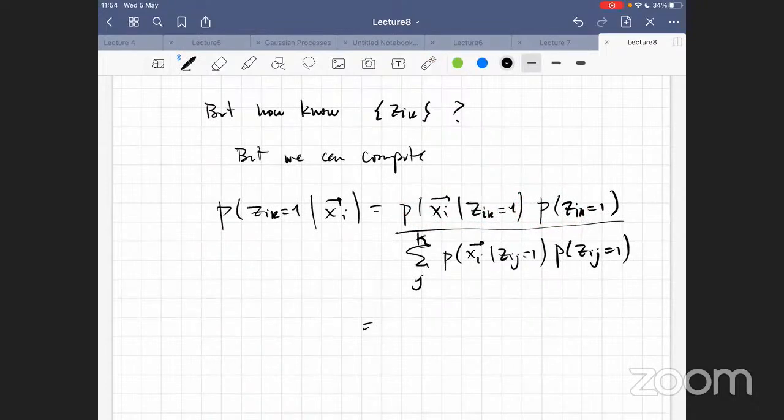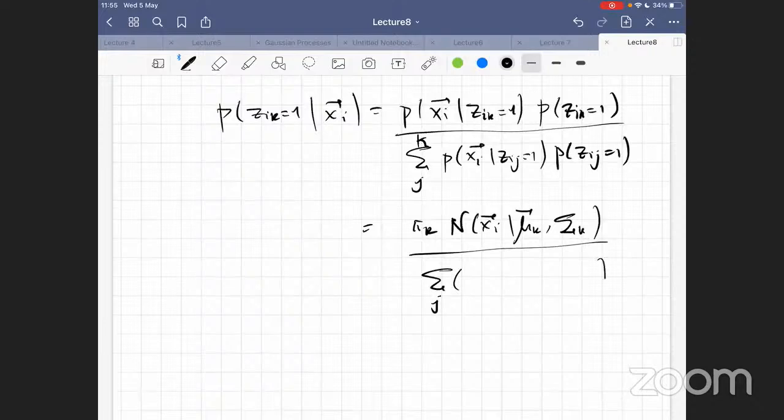You can identify the first term in the numerator as the Gaussian of x_i given mu_k and sigma_k. This is the likelihood. This is by construction what we said, that was the conditional that we were trying to build. And you can identify this prior as pi_k, over all this sum. All right, so then I do have a way, given an observation, to estimate, not exactly the value of z_ik, these assignments, but at least the probability of a given assignment.